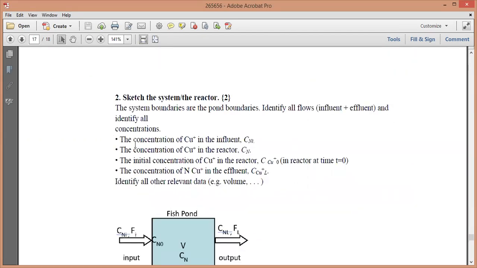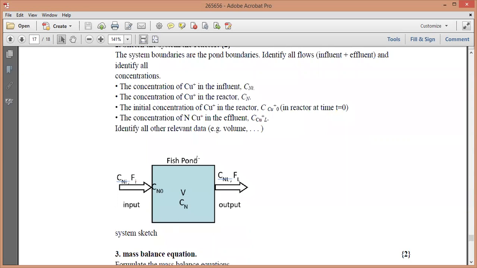Okay, so you sketch the system. You are always supposed to sketch, because if it's a test or exam, you get marks for sketching. So you sketch appropriately. You have your inlet. Forget the N here, it's supposed to be copper, so CUI. You also have the concentration of copper multiplied by the inlet volumetric flow rate as your input. Then you have what's happening inside your pond, and then you have the outlet, which is copper, CUL multiplied by FL, which is our output.